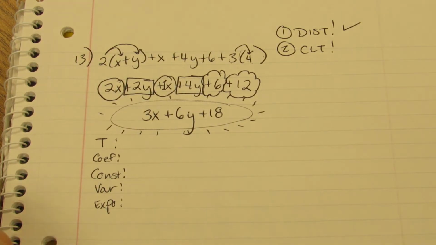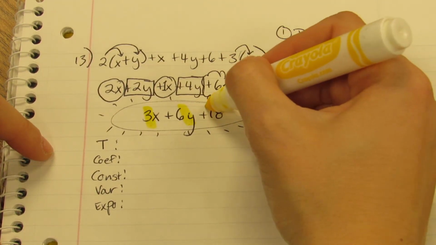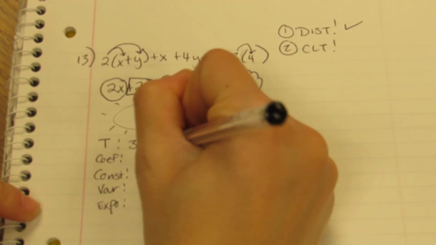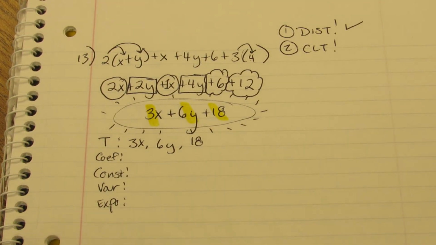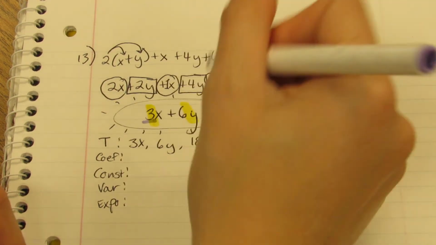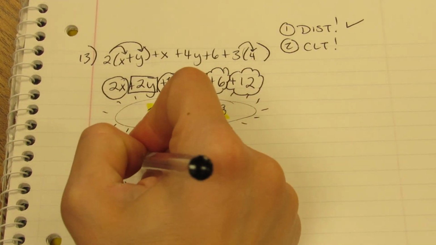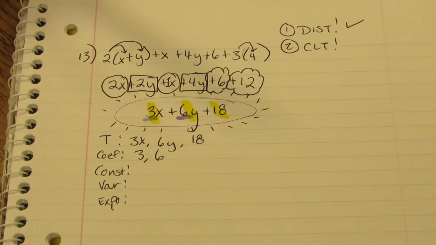All right, so terms, we said that terms are separated by a plus or minus sign. So I've got 3x, 6y, and 18. I'm going to write them down here. 3x, comma, 6y, comma, 18. So those are my 3 terms, right? Now I've got coefficients. Remember we said coefficients are the numbers in front of a variable. So we've got 3 and 6. So I'm going to go ahead and represent that with a comma. So 3, comma, 6. 18 would not be a coefficient because it's not attached to a variable.